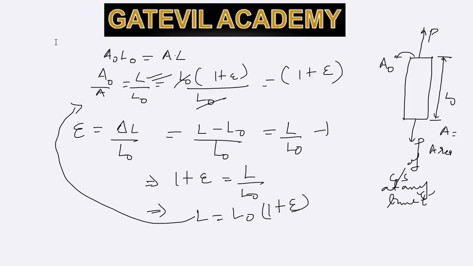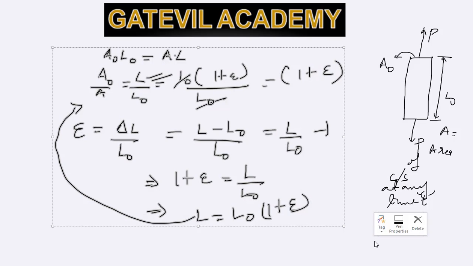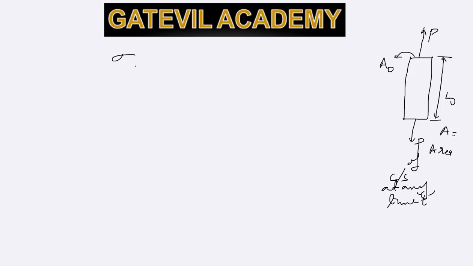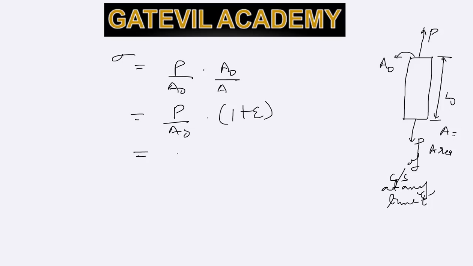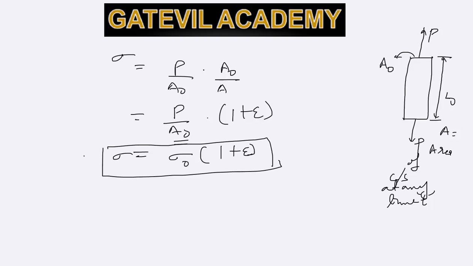So as earlier we defined the true stress as sigma, which was equal to P by A naught into A naught by A, and now we have found out that A naught by A is nothing but 1 plus epsilon. Now this P by A naught is conventional or engineering stress, which is denoted by sigma naught, and thus we have got this relation between true stress and conventional stress.